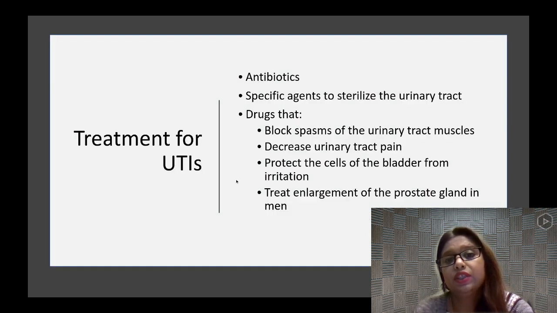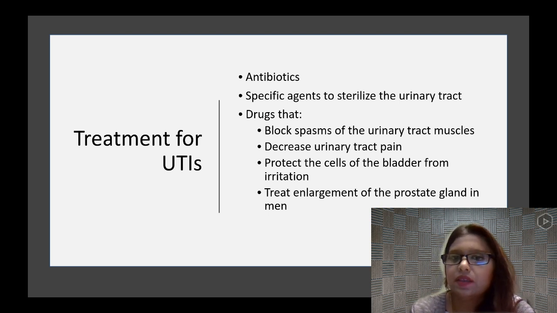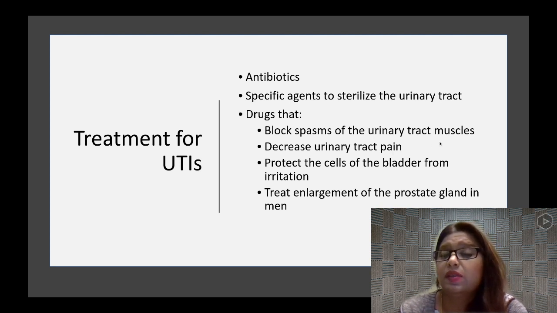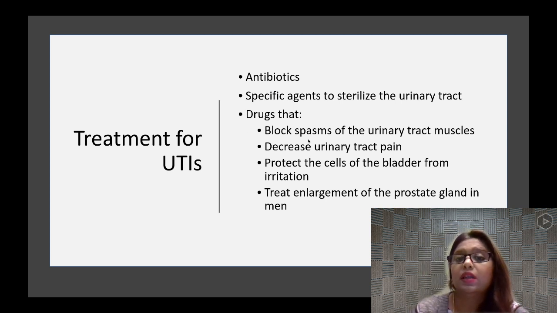How would I treat infection? Antibiotics. We would give them antibiotics to clear the urinary tract, right? And drugs that will not allow the urinary muscles to cramp so much, because when a person has infection, it irritates the bladder muscle and it would cramp. So we give them something called urinary tract antispasmodics. We also give them something to relieve that pain and irritation, all right?